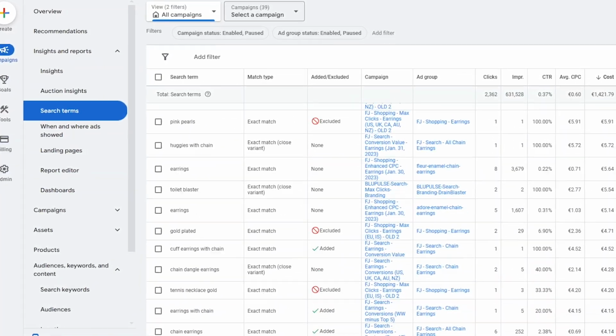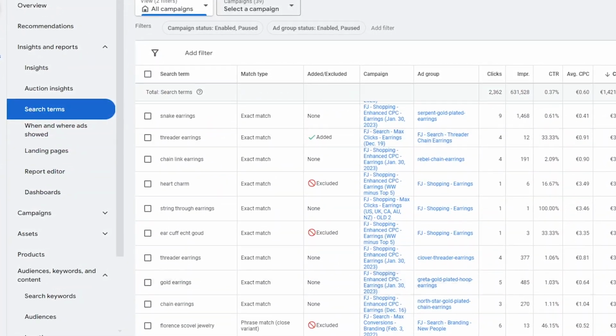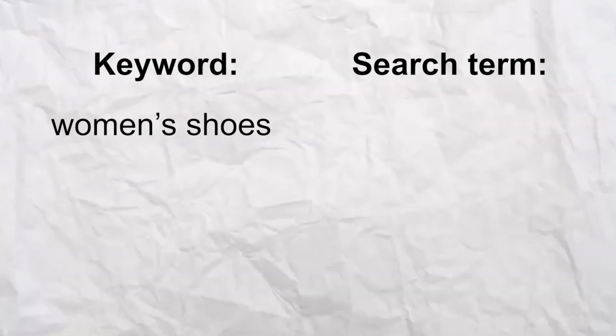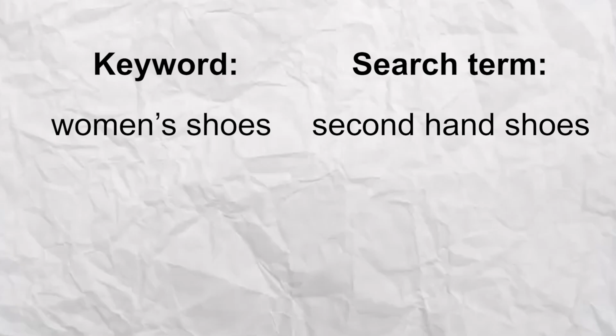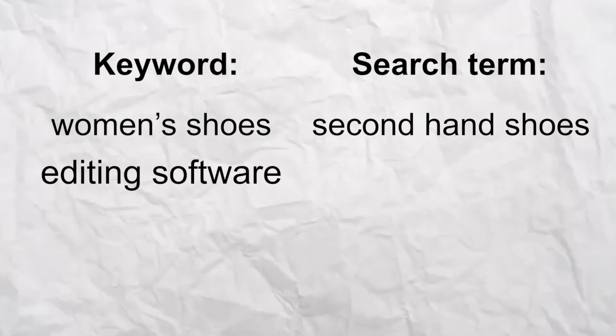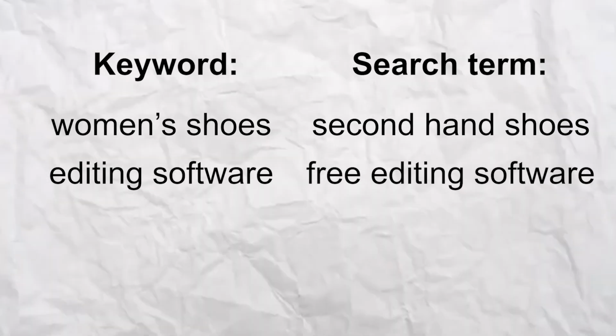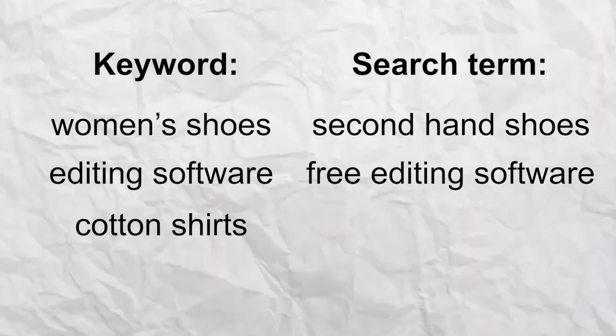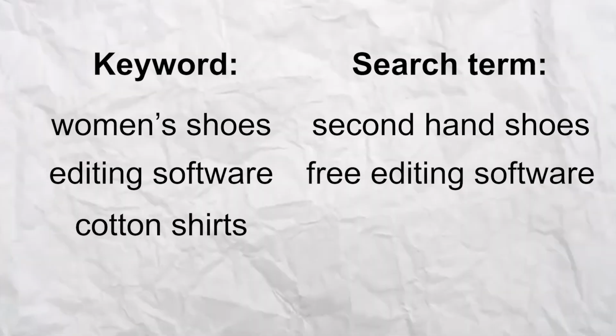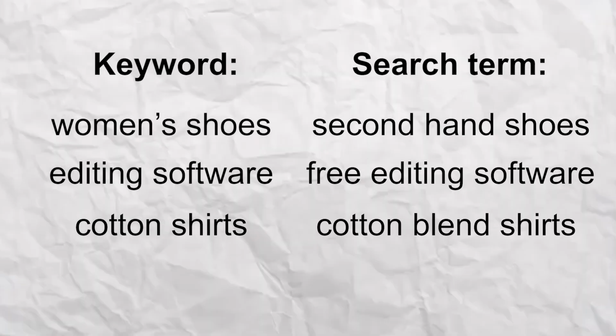If you've ever run Google search or Google shopping campaigns and checked the search terms that your ads appear for, you know that sometimes Google can show your ads on searches that are not relevant to your product or service. For example, you might be selling new shoes, but your ads appear for searches like second-hand shoes. You might be selling paid software, but your ads appear for free software searches. Or you might be selling 100% cotton shirts, but your ads appear on searches for cotton blend shirts.